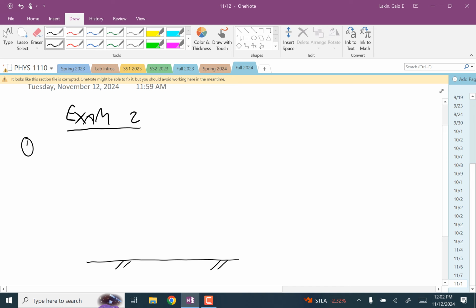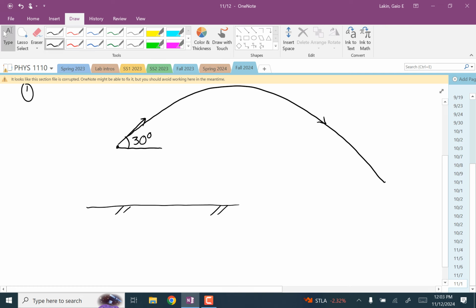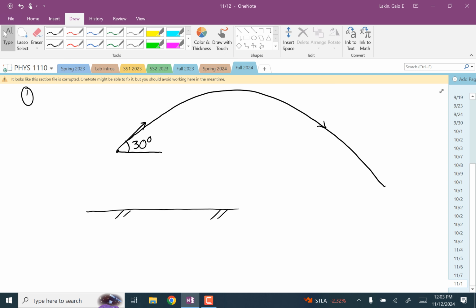A ball is launched from a height of 2 meters at an angle of 30 degrees above horizontal. So this angle is 30 degrees, and the ball would travel through a path like that. And it asks, how high is the ball at the highest point? So we're trying to figure this out.